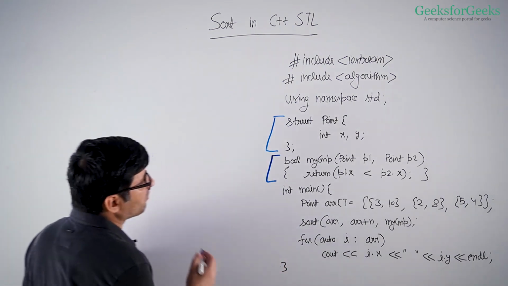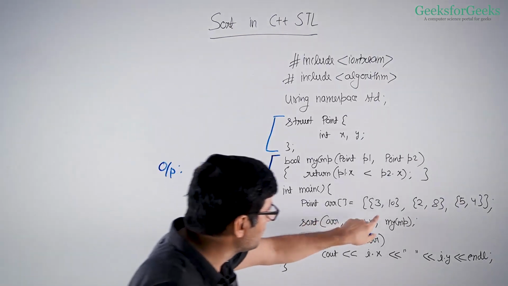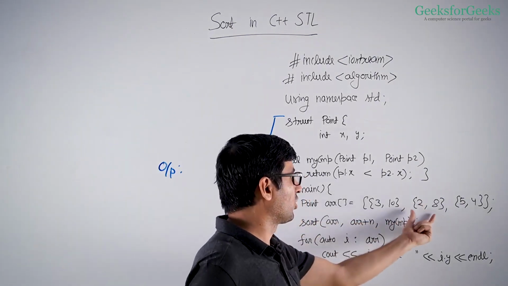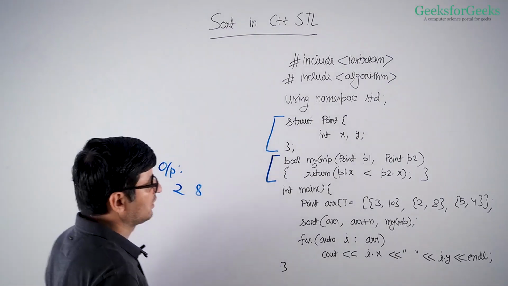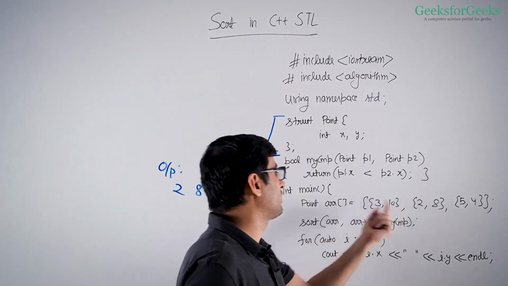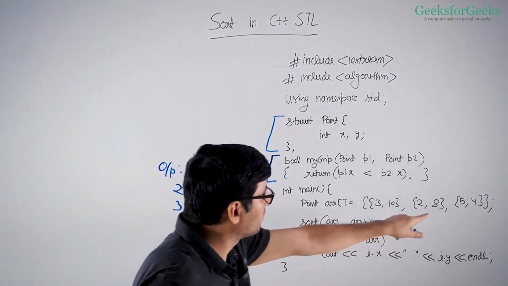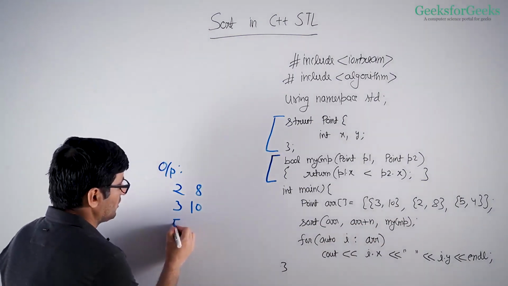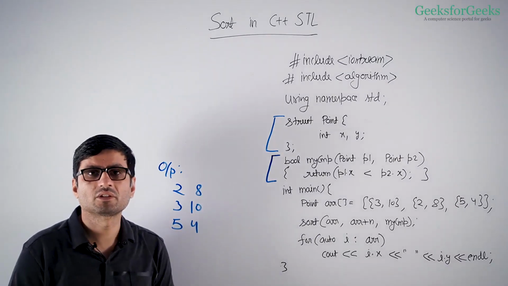So when you print the output, you are going to get, so you have three values. The first, smallest x value is 28, so you will get 28. Then the second smallest value 310. Then the last value 54. So your points are sorted in increasing order of x values.